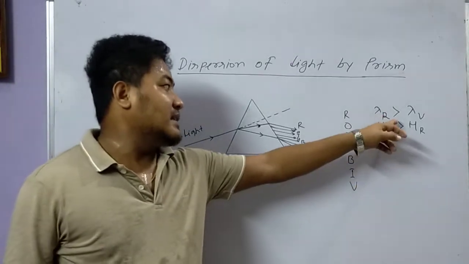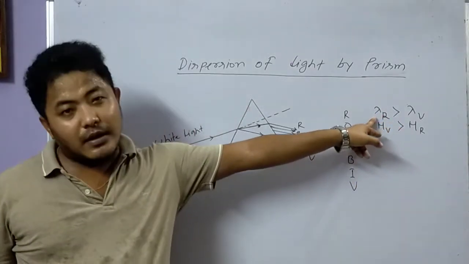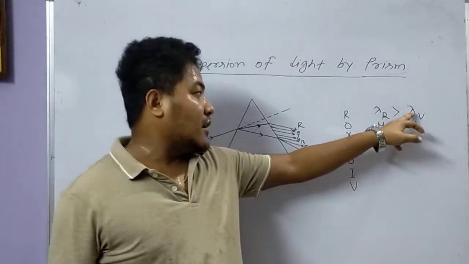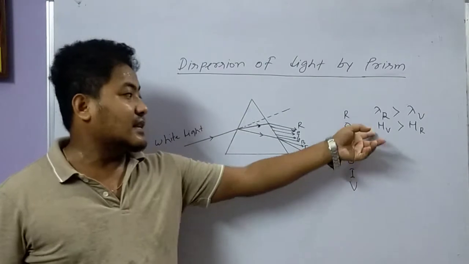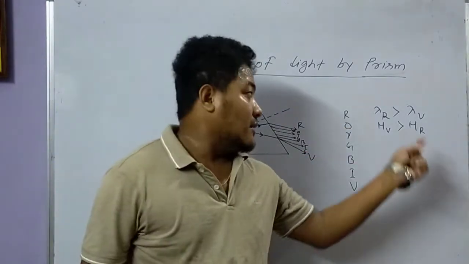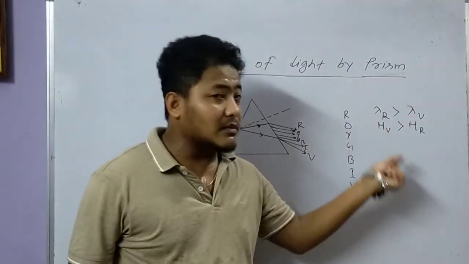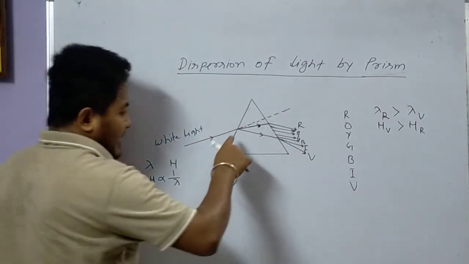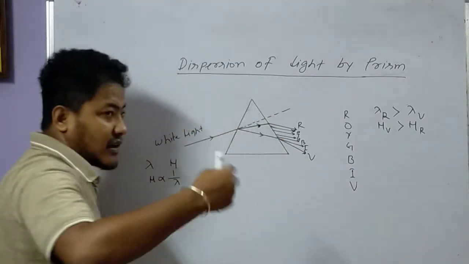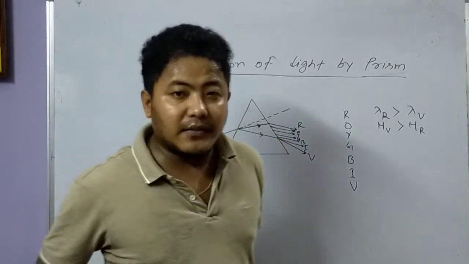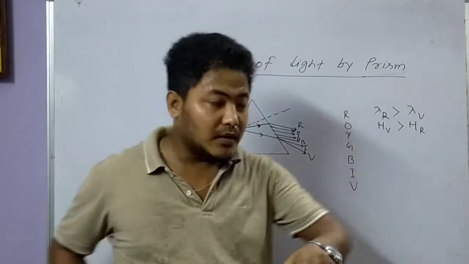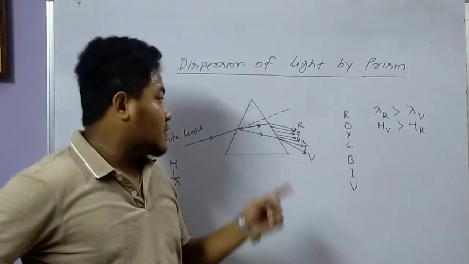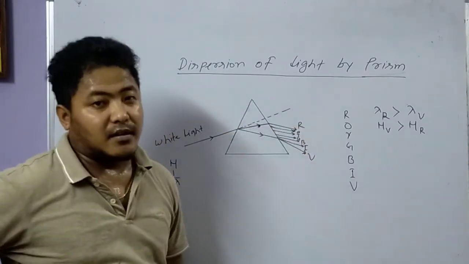In this case, red color has got more wavelength, so it is getting less refractive index, and violet color has got less wavelength and it is getting more refractive index. One more thing you can say, that the color with maximum refractive index, this violet, will bend more. This is the example of it. The color with lesser refractive index, this red color, will bend lesser.